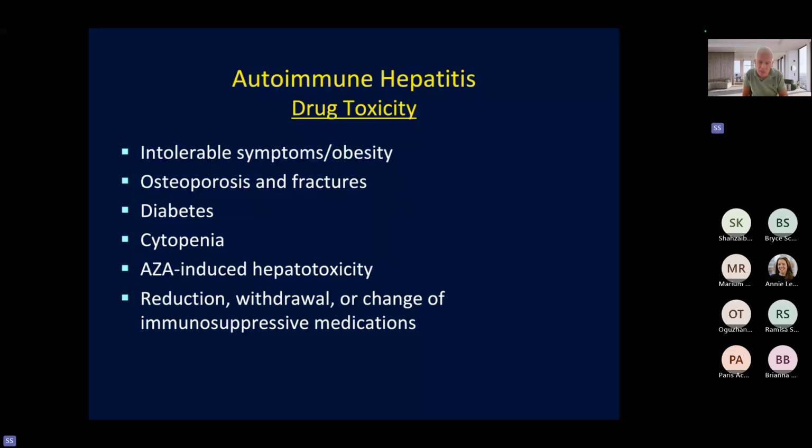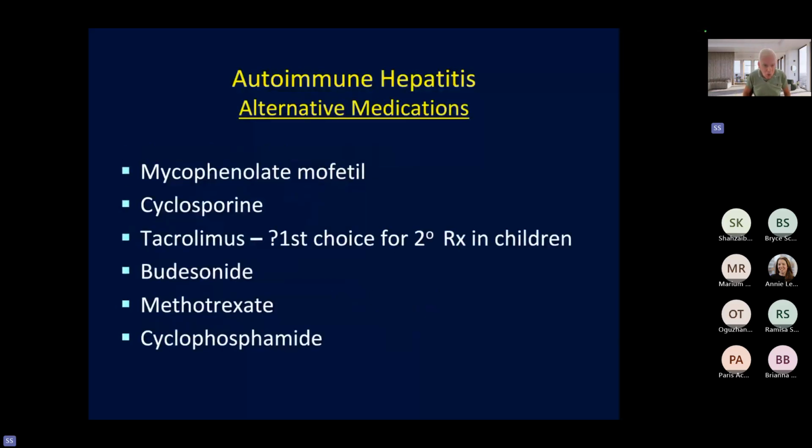Azathioprine-induced hepatotoxicity, of course, does occur and can be a problem. And when one develops drug toxicity, one either has to reduce, withdraw, or change the immunosuppressive medication. So the alternative medications are numerous, including MMF, cyclosporin, tacrolimus. Tacrolimus may be the first choice for a secondary therapy in children. Budesonide, I've never used it. I've not been impressed with its success when I have used it. Methotrexate and Cytoxan. All of these drugs have been tried.